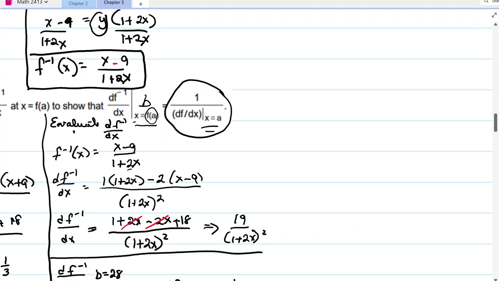So we've proven this. We said that if we take the reciprocal of df/dx, then we're going to have the derivative of f inverse with respect to x. And that's true. We just proved it. All right.